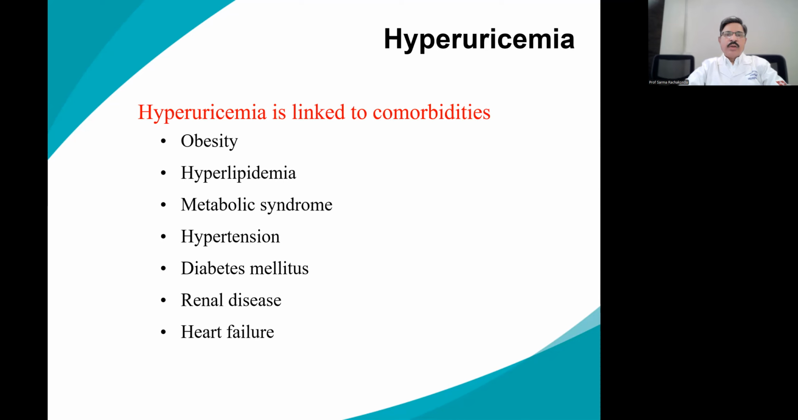In what way can hyperuricemia be dangerous? Hyperuricemia is linked to obesity, hyperlipidemia, metabolic syndrome, hypertension, diabetes, renal disease, and heart failure. So hyperuricemia is not to be brushed under the carpet. If you find uric acid more than 6 milligrams, you have to think of hyperuricemia because it is associated with all these conditions. It is a cardiovascular risk marker.